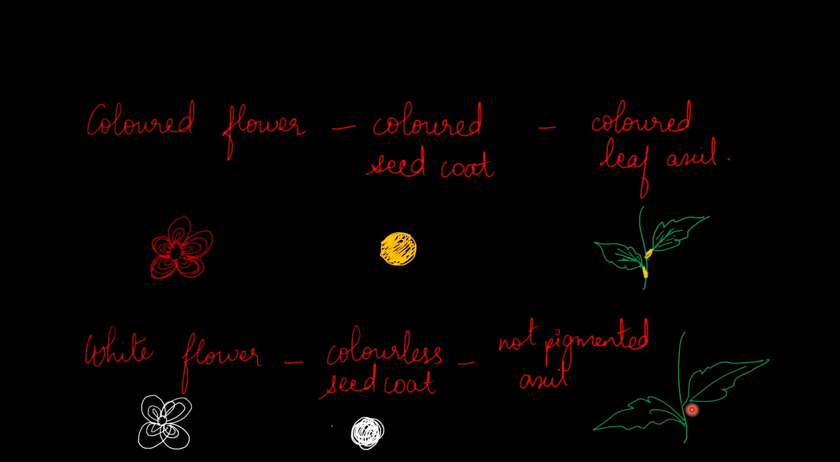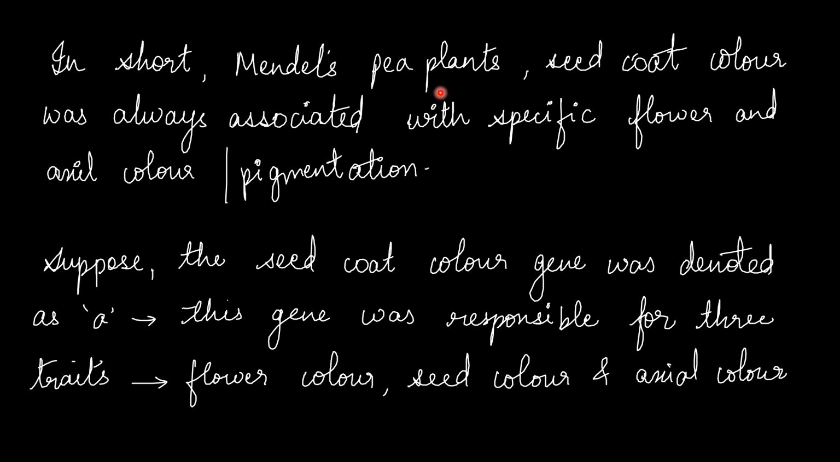Because Mendel carried out so many experiments on pea plants, they are still known as Mendel's pea plants. Seed coat color was always associated with specific flower and axil color, or pigmentation. So now it is very clear that suppose there's one gene that is denoted as A, and this gene A is responsible for three traits: flower color, seed color, and axil color.